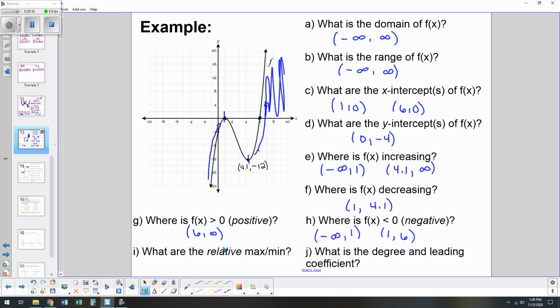Relative max or min. Well, all I have is a minimum. Oh, no, I lied. There's a maximum there. So we'll start. The maximum was at 1, 0. And my minimum, or the lowest point I saw, was at 4.1, negative 12. And then degree and leading coefficient, well, it goes in opposite directions, so it's odd. And it looks like it'd be a positive slope if I were to draw a line this way, so that's positive.